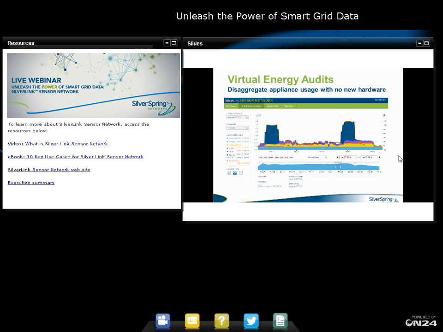Once you do engage with a utility customer, we're going to have a conversation around what type of data the utility has available and being able to pipe that into the SilverLink sensor network. A lot of the data that's flowing off the smart grid today is the same data that's going to be powering the SilverLink sensor network and available to application partners to use as part of their application, as long as the utility provides that permission and is able to accept that application.